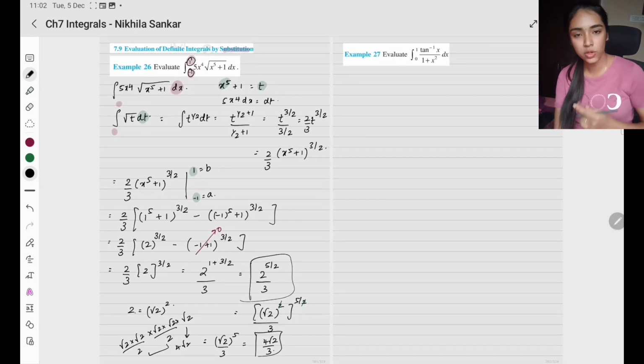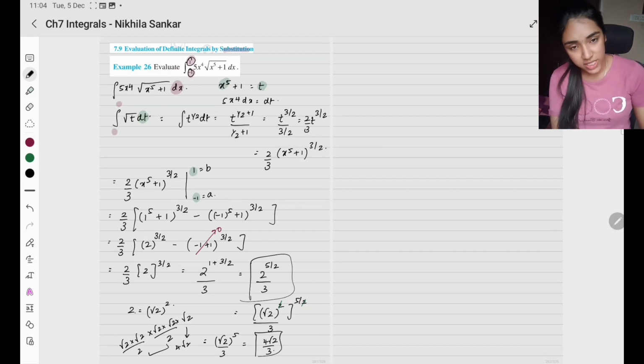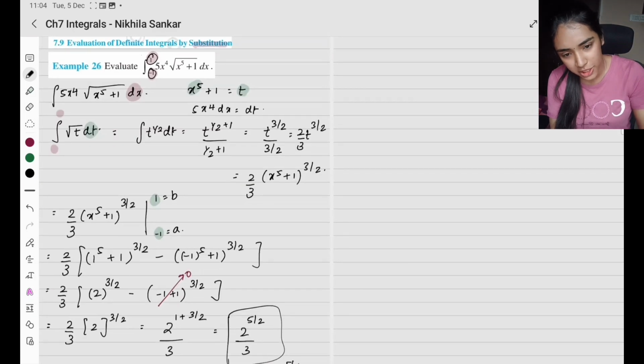Write it in the simplest form possible. Okay. So 4 root 2 by 3 has come. So this is our usual way of solving. Now, what does by substitution mean?